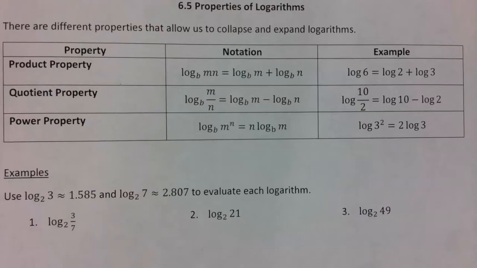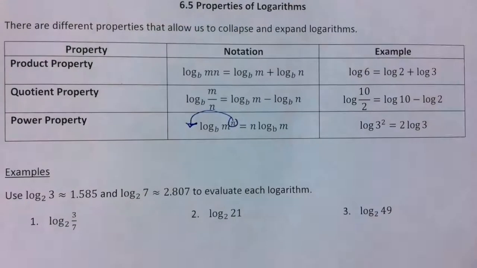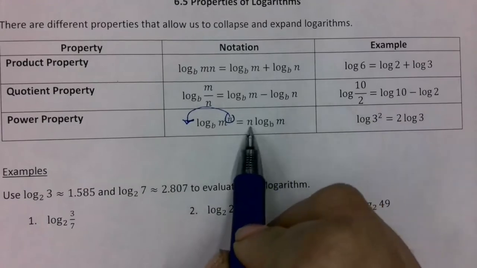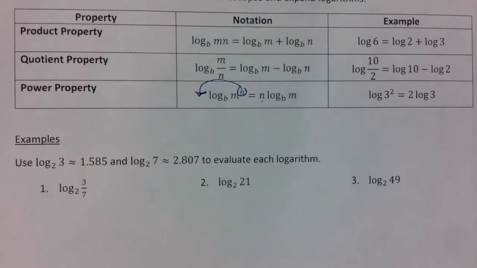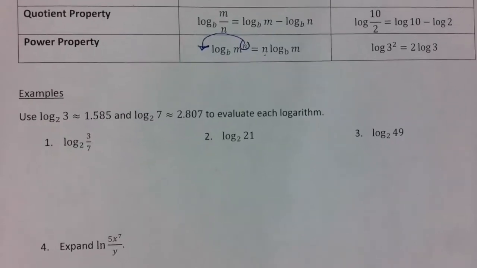Okay, so same thing with dividing. You subtract the exponents, or in this case, they're not exponents. And then when something's raised to a power, this one's a little bit different. You take the power and move it out front. So notice how it went from being up there to out front. Okay?